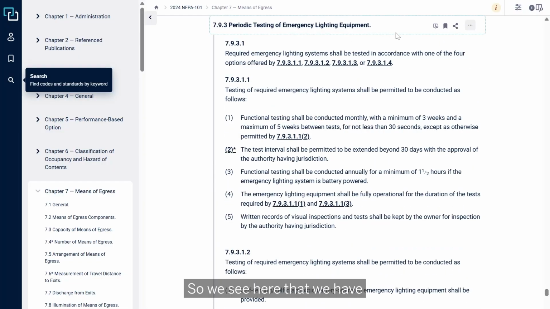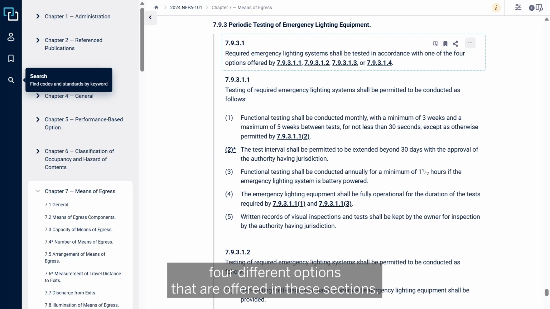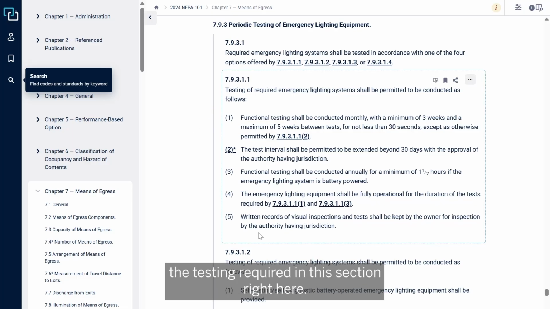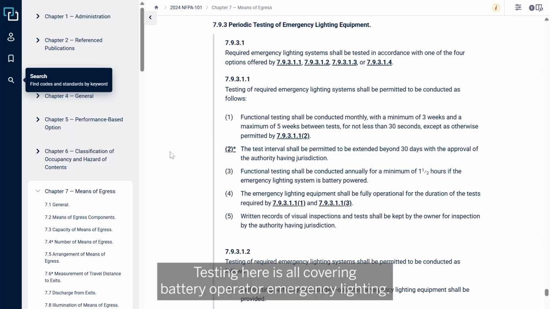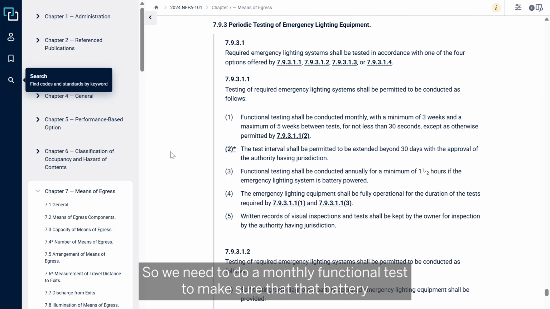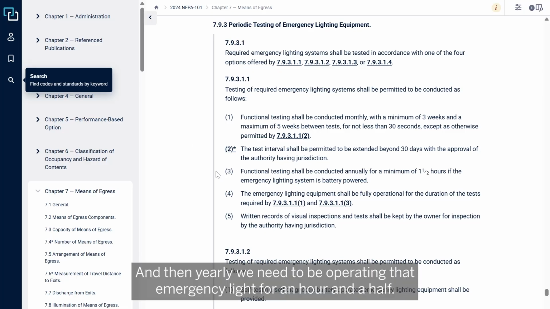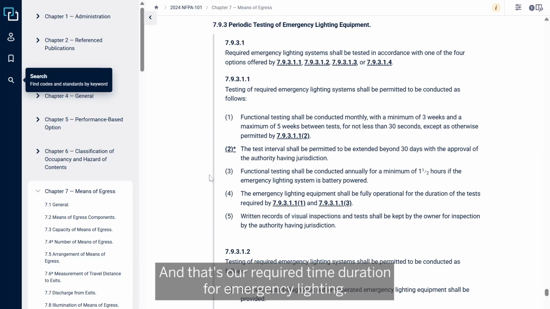So we see here that we have 4 different options that are offered in these sections. Basically, they're all different ways in which we accomplish the testing required in this section right here. Testing here is all covering battery operated emergency lighting. So we need to do a monthly functional test to make sure that that battery is going to be able to support that light in that emergency lighting for 30 seconds. And then yearly, we need to be operating that emergency light for an hour and a half, and that's our required time duration for emergency lighting.